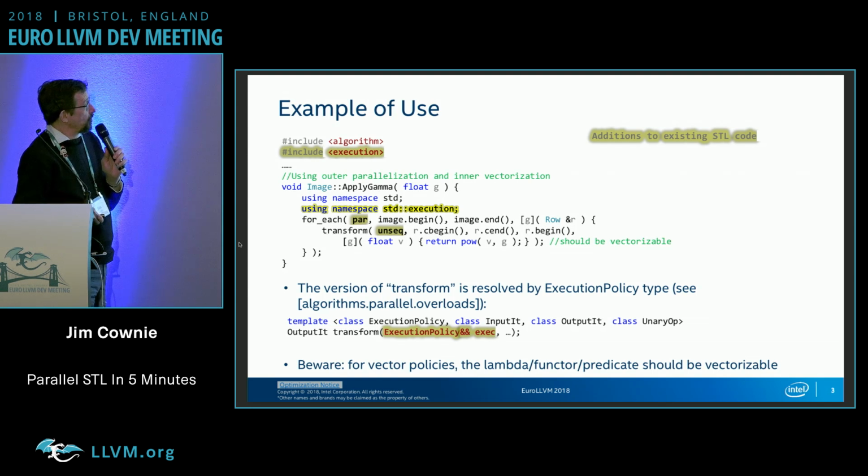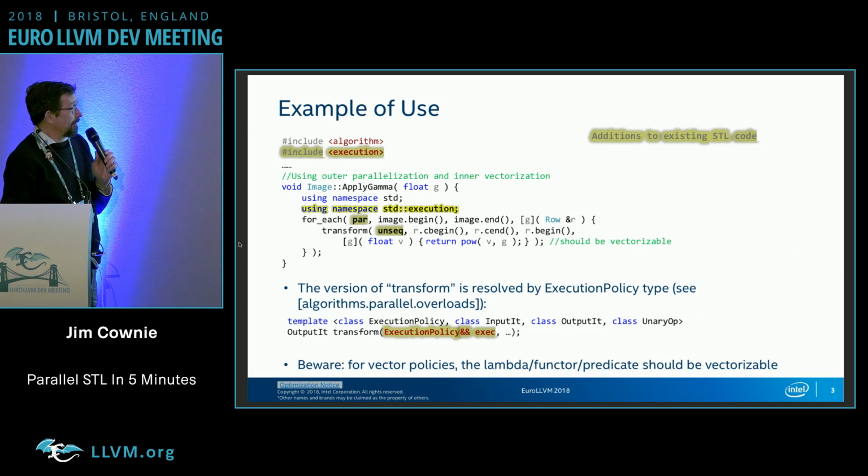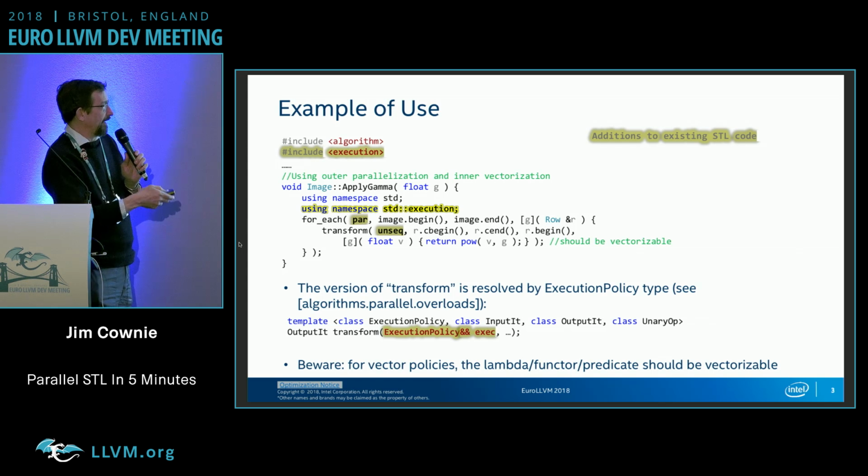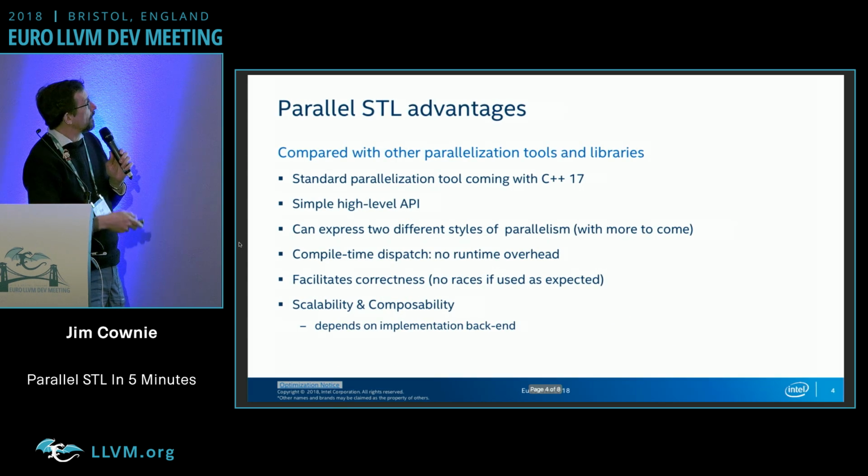The version of the things that are used is determined by the execution policy type, which is what you're passing in here. And so you can see here that it gets passed into there. Of course, you can lie. You can say vectorize this, and it's not vectorizable. And if you do that, then it's not going to perform well.